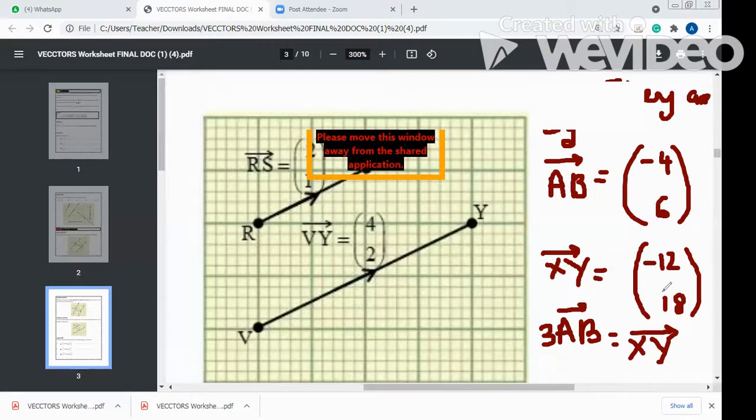Now, as I was saying, what if the 18 wasn't 18? What if the 18 was 20? Then you use 2. But if you use 2, it wouldn't work. Because 2 times negative 4 gives you negative 8. Negative 8 is not there. 2 times 6 gives you 12, and 12 is not there. So the two lines are what? They are not parallel. They don't meet.